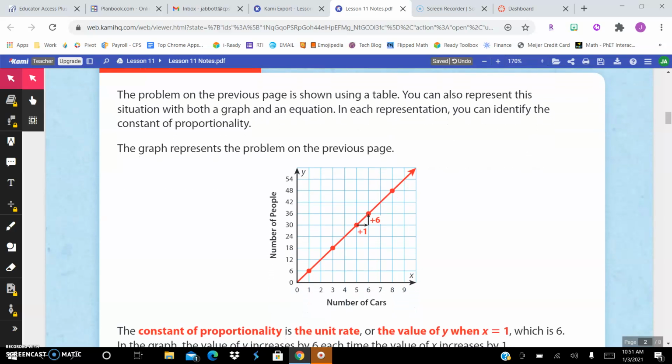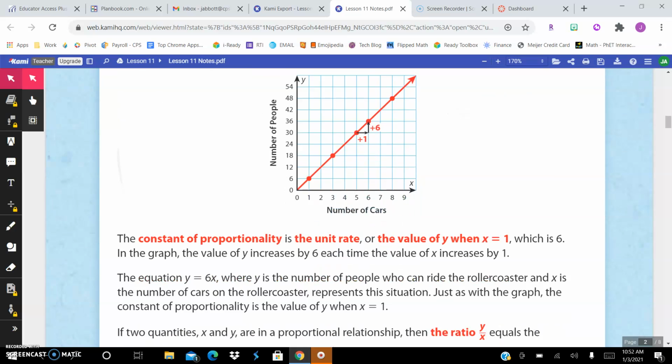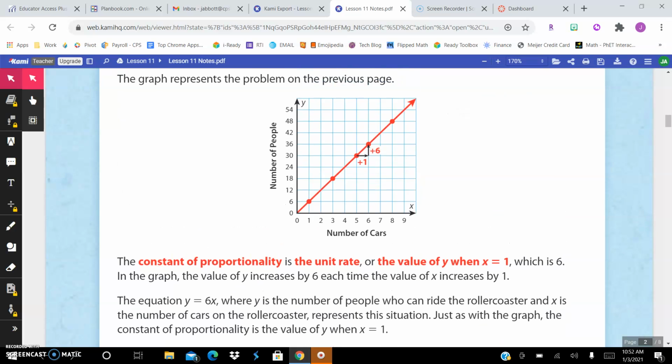All right. The problem on the previous page is shown using a table. You can represent this situation with both a graph and an equation. So we had the table, we wrote the equation, and now they're giving us the graph. The graph represents the problem on the previous page. So that's what it would look like if we plotted those points.